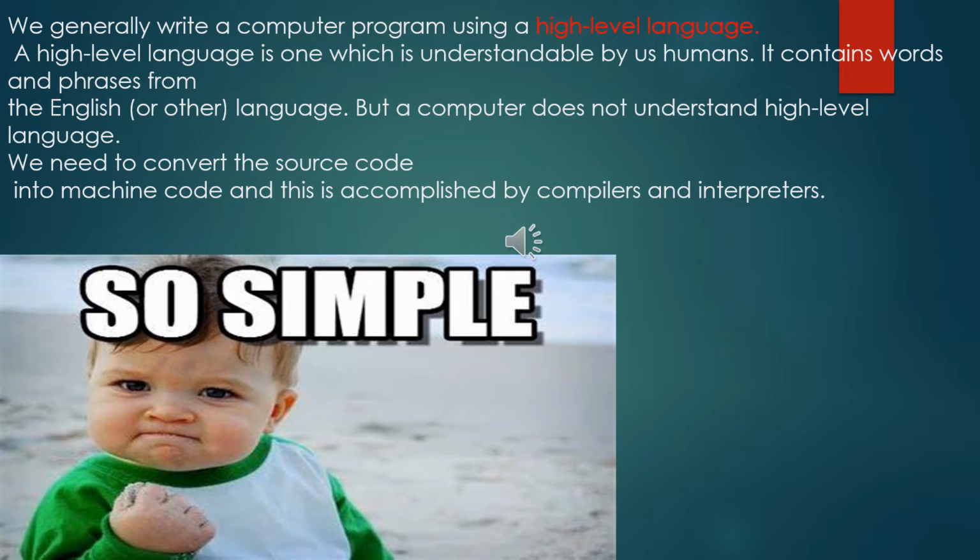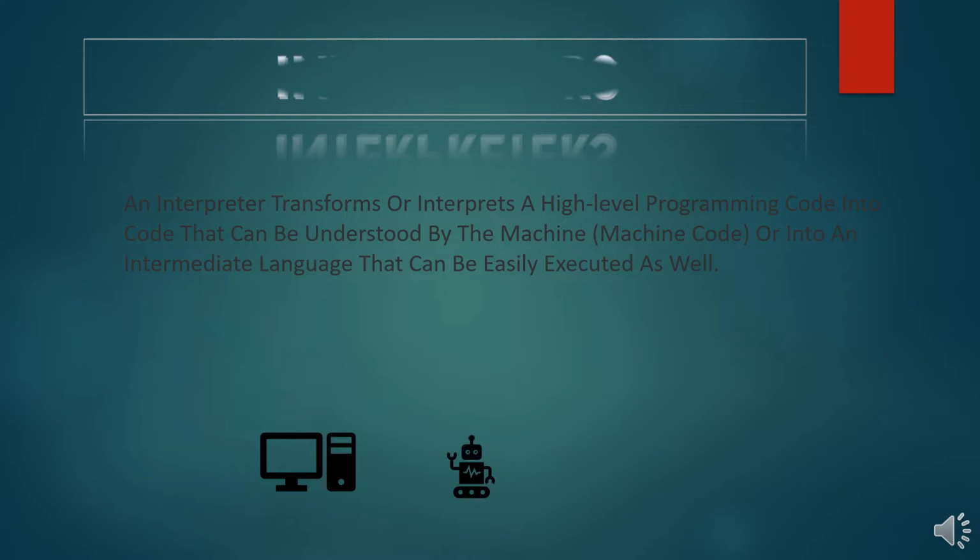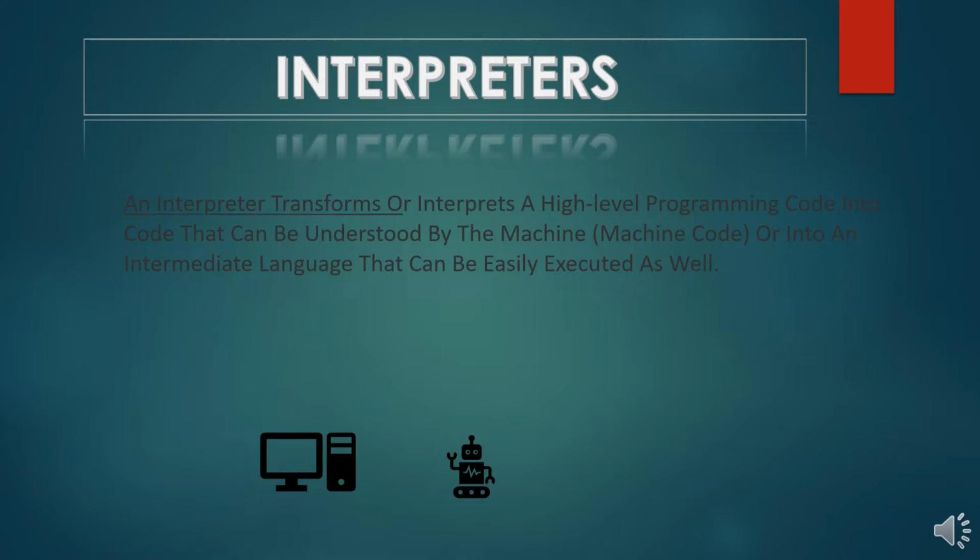We need to ponder upon this fact. We need to convert the source code into machine code, and this is accomplished by compilers and interpreters, which we'll be talking about in this video. We'll first move on with the topic interpreters.